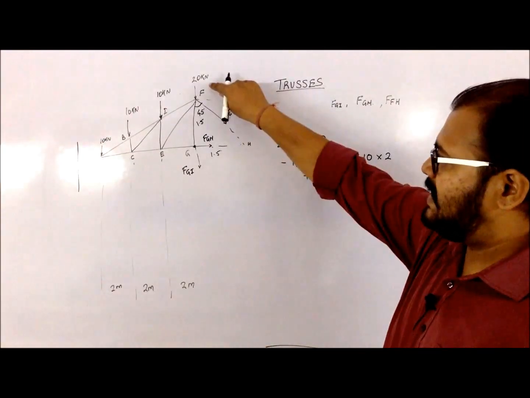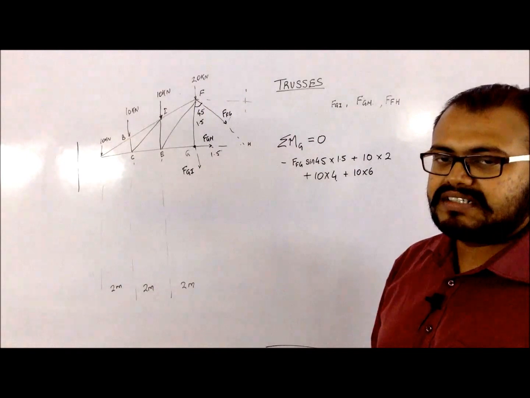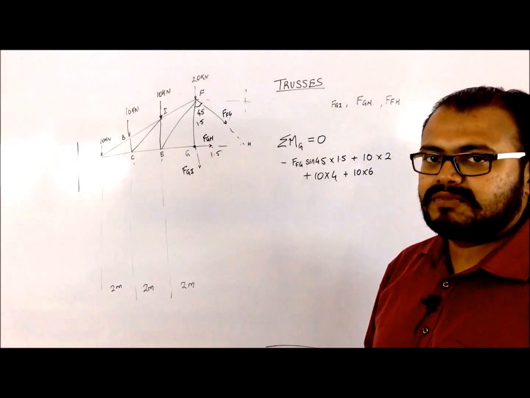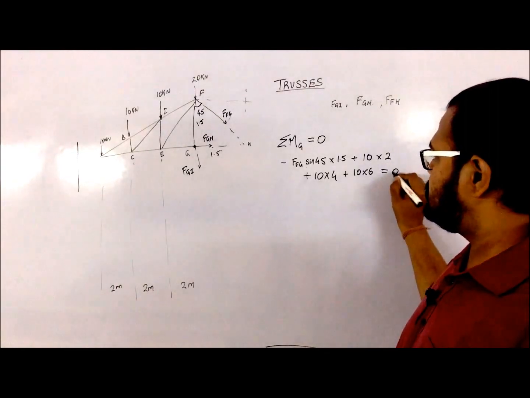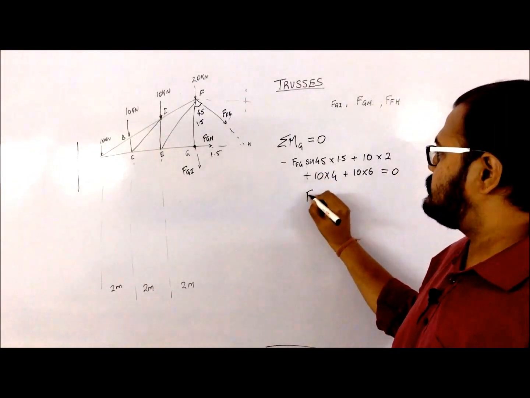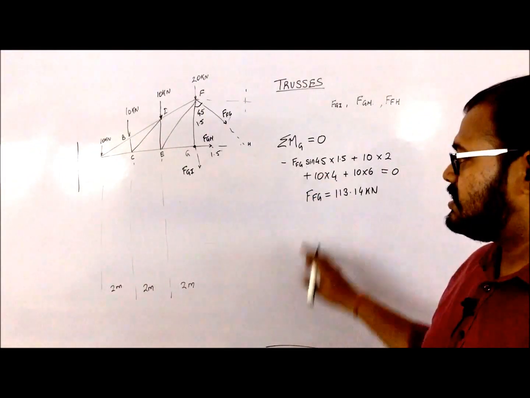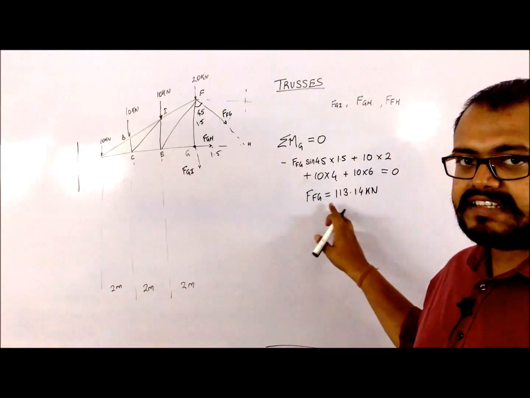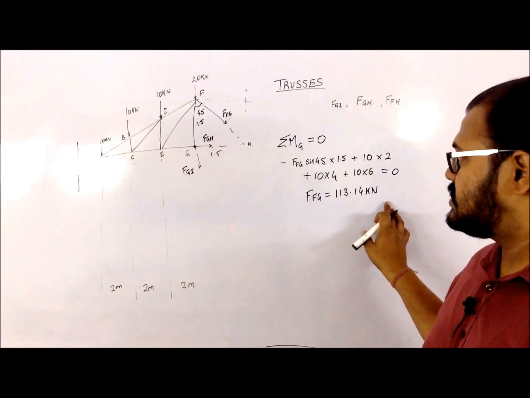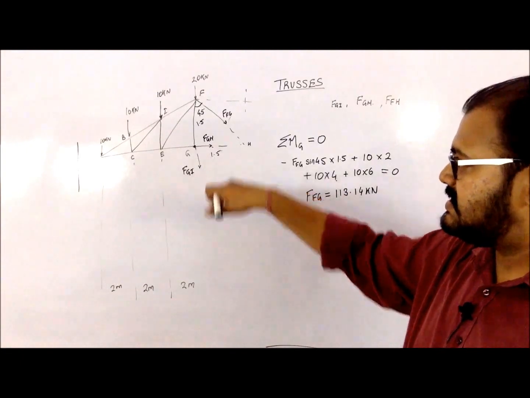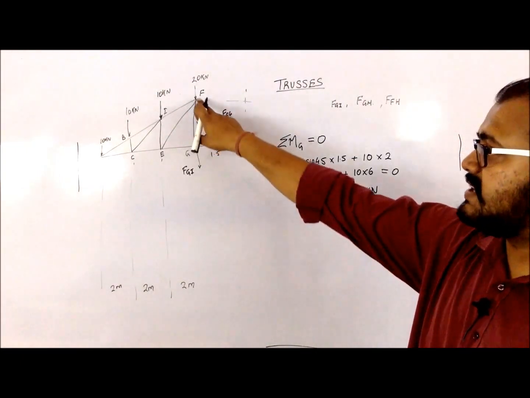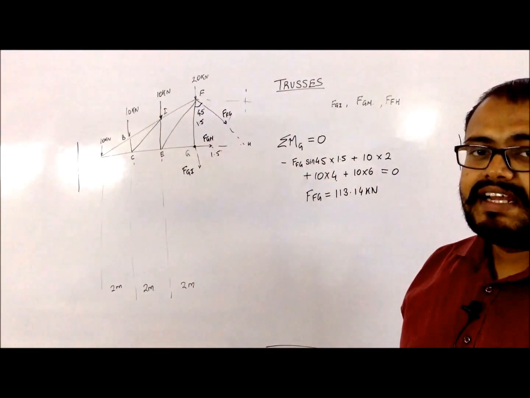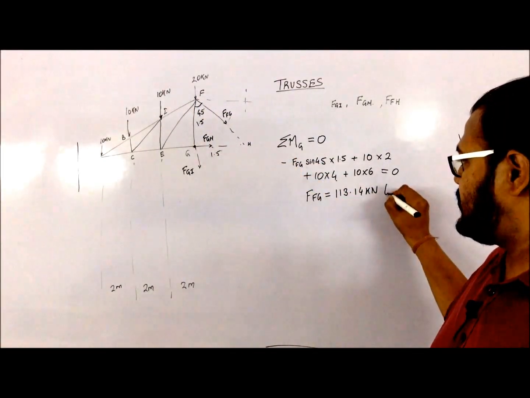You can see that 20 is going to pass through G, so it's not going to take part in the moment equation. So this thing equals 0 and I will get the value of FFG. I'm getting the value of FFG as 113 kilonewton, and since the direction is going away from the point F, it should be considered as tension.